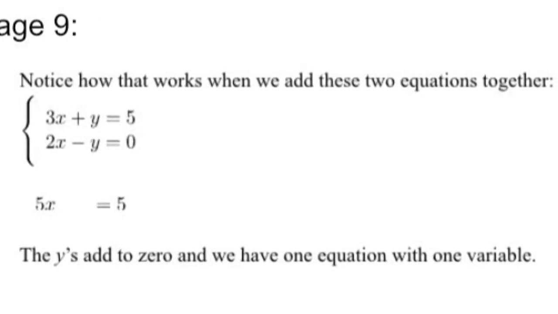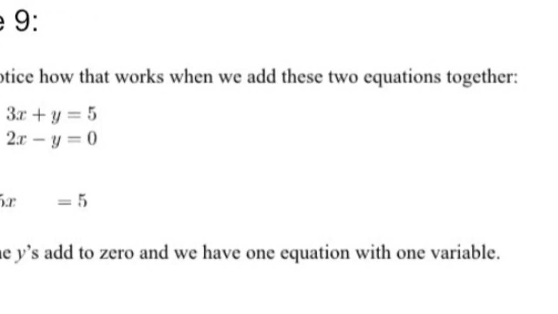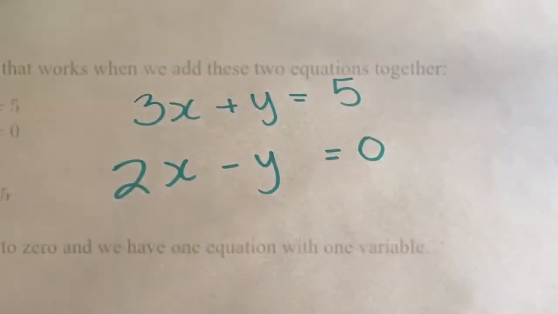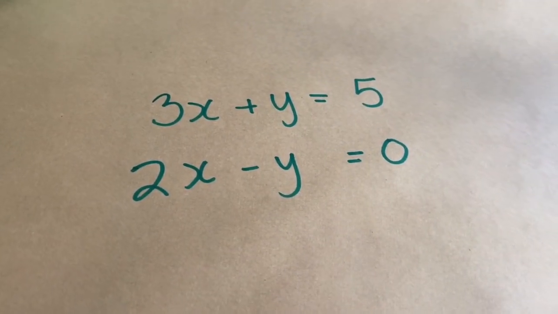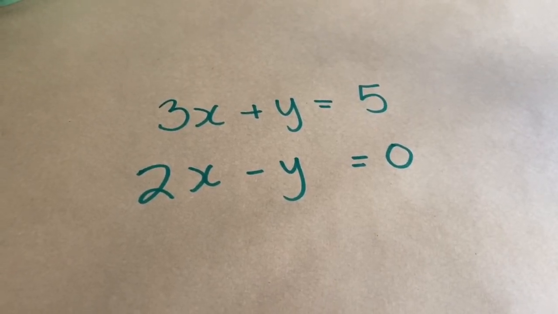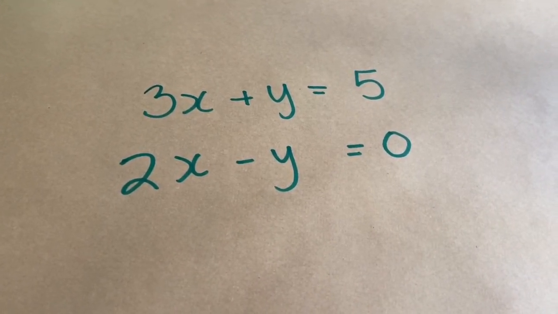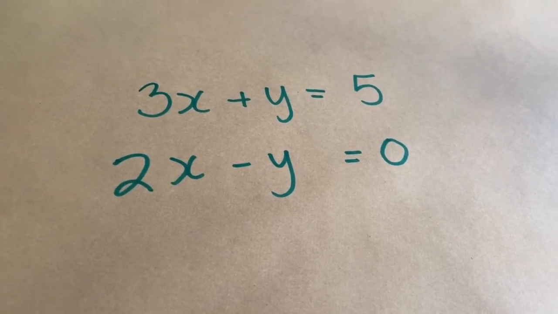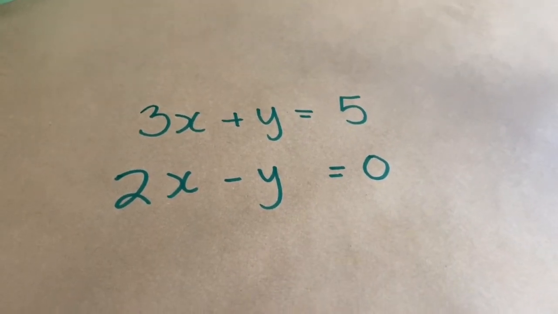And we're going to start by looking at this question from page 9 in the booklet. So we have these two equations, and I want to let you know that typically we use elimination when neither of the equations are y equals. And you can tell that when you look at these two equations, neither of them are y equals.